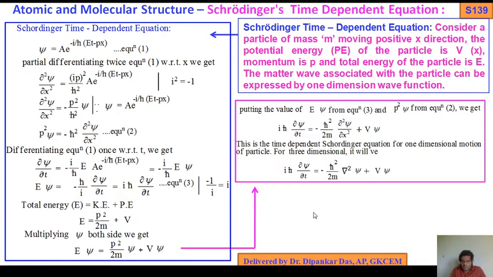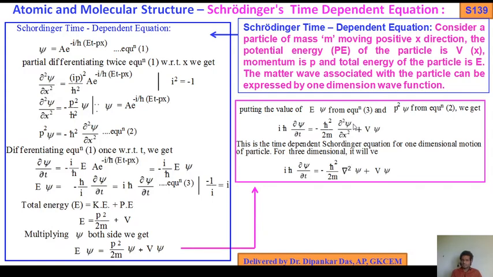So this is the expression of the Schrodinger time dependent equation for one dimensional motion of a particle. And this is the time dependent Schrodinger equation for three dimensions. This one is for one dimensional, and this one is for three dimensional.